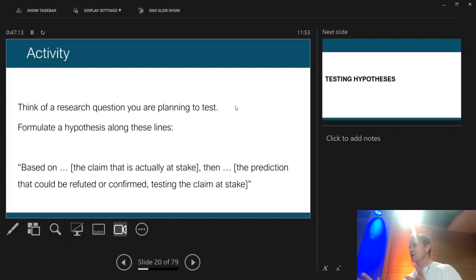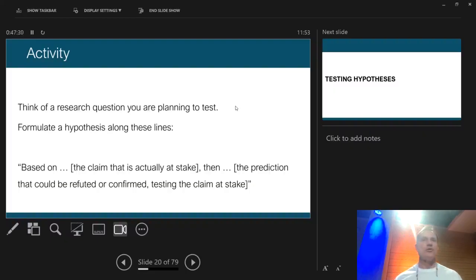Presumably you come here because you're either thinking of pre-registering something, or maybe you've done some pre-registrations. If you've already done a pre-registration, that might be the easiest thing to think about now. If you haven't, think about something you might pre-register.